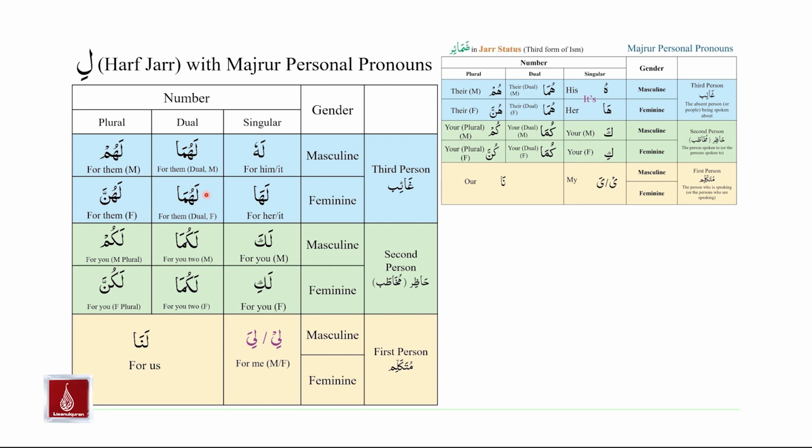Please note that in all these examples, we are not using Laam with Zair on it, but because Laam harf jar is being used with personal pronouns, we are using Laam with Zabar on it. In the second person category, laka, for you. Lakuma, for you too. Lakum, for you, referring to plural masculine. Laki, for you. Lakuma, for you too. Lakunna, for you, plural and feminine.